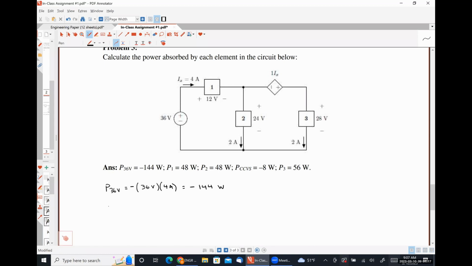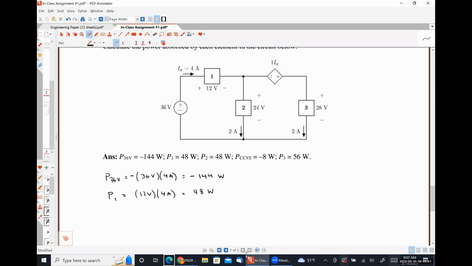Let's look at element 1. What's the voltage drop across element 1? 12 volts. What's the current flowing through element 1? 4 amps. Is the current flowing through the positive polarity terminal or the negative polarity terminal of element 1? The positive polarity terminal. Since we are calculating absorbed power, we leave it alone. 12 times 4, 48.